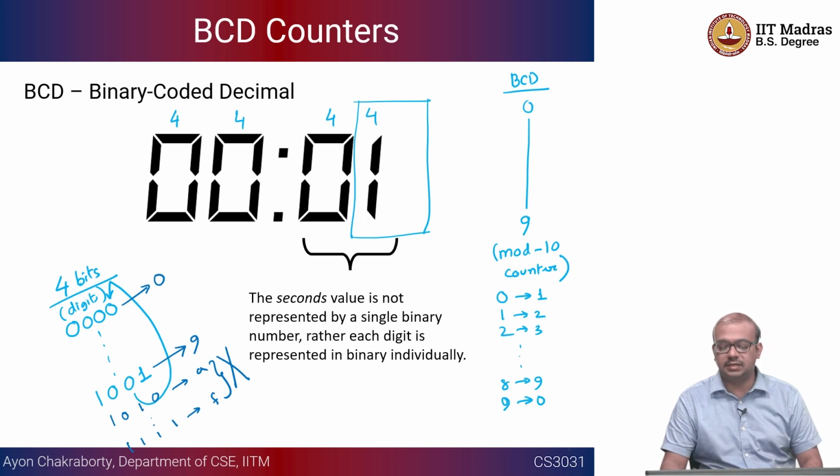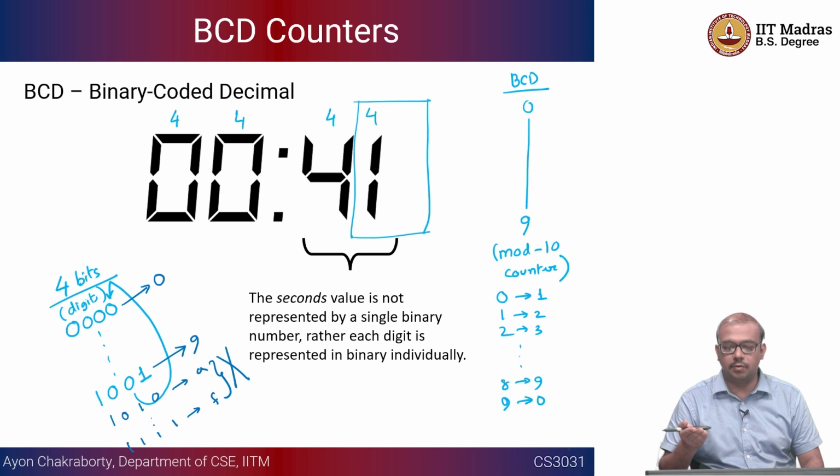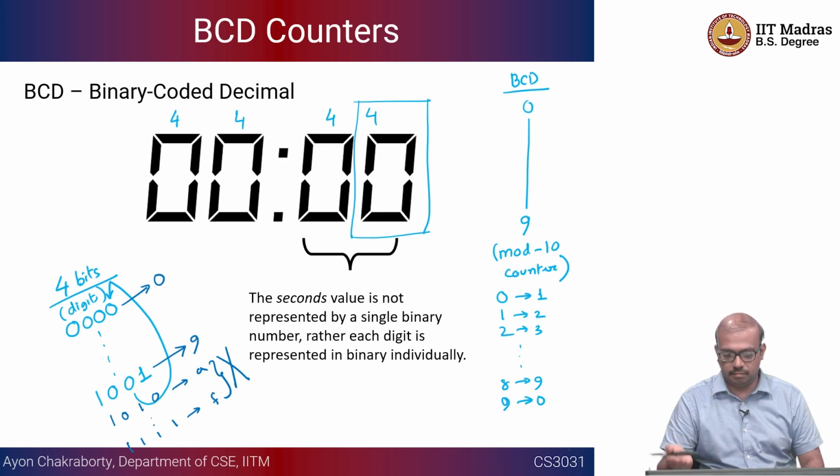And you can stitch these counters together. Once you have the units place as a BCD counter that counts from 0 to 9, the next time it goes to 0, the next digit could be incremented to 1. So you can stack these counters along and create numbers with a higher number of digits.